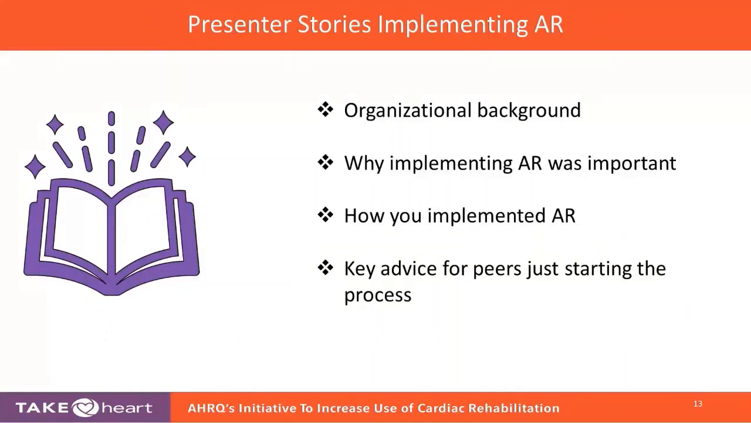We're a large healthcare system in the South. We have 8 different hospitals. Some are academic teaching and some are community-based hospitals. We also have 25 ambulatory cardiovascular facilities that are spread out in the region.